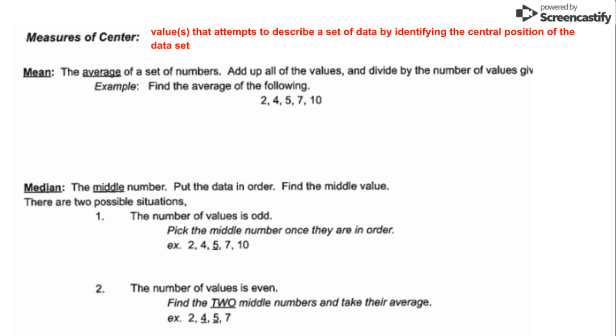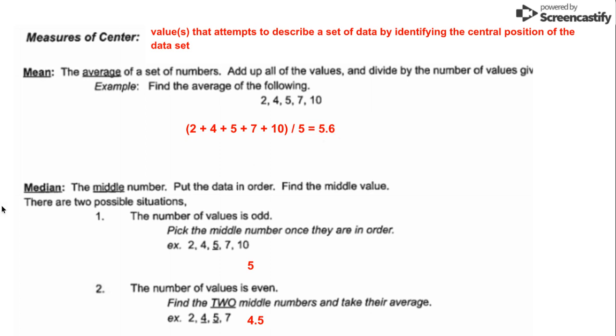One measure of center is the mean. Another word for mean is average. So it's the average of a set of numbers. And so to find it, we add up all the values and divide by the number of values in the data set. So for this one, I'm going to add 2 plus 4 plus 5 plus 7 plus 10 and divide by 5 because there's 5 numbers in the data set. So the mean of this data set is 5.6.